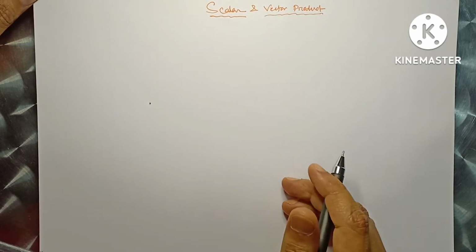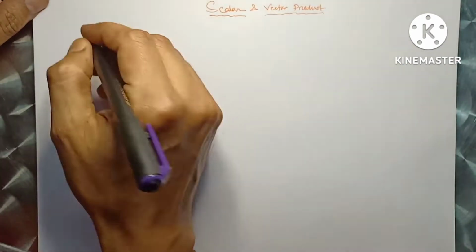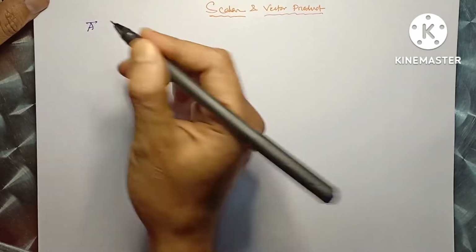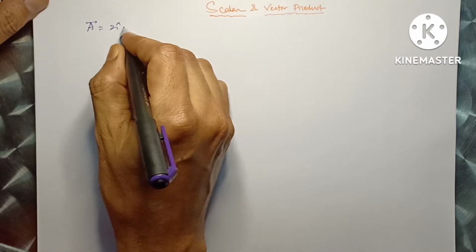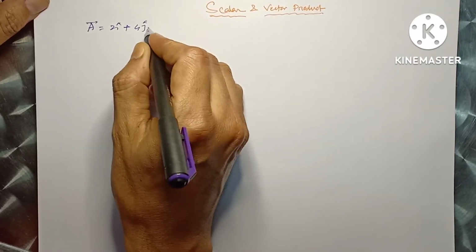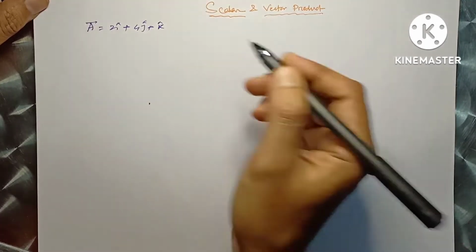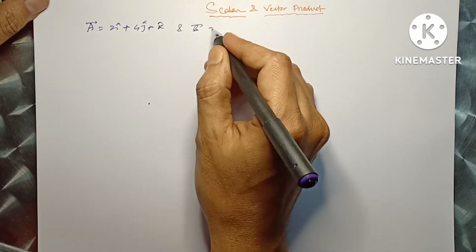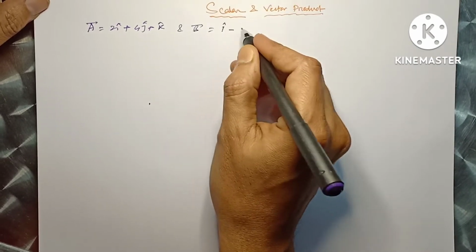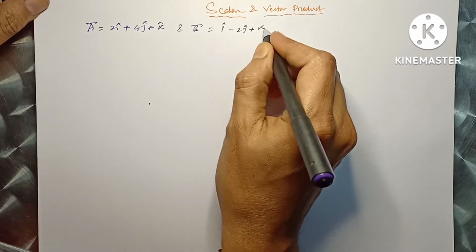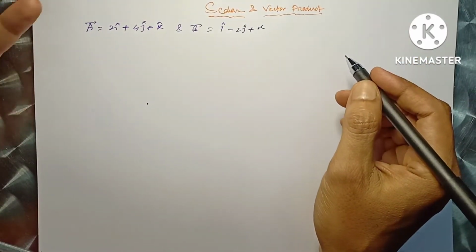It's very simple. Just consider two vectors. Suppose a vector equals 2i cap plus 4j cap plus k cap, and b vector equals i cap minus 2j cap plus k cap. And we want to find the scalar product.